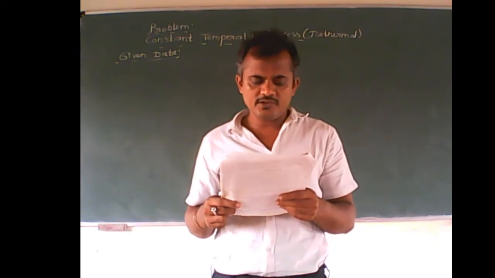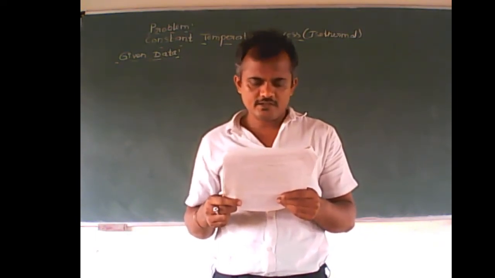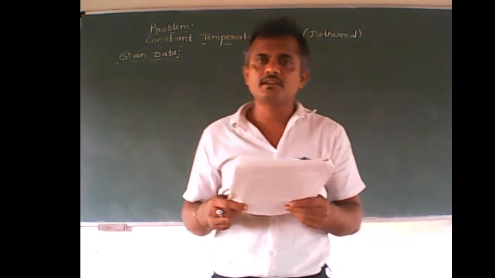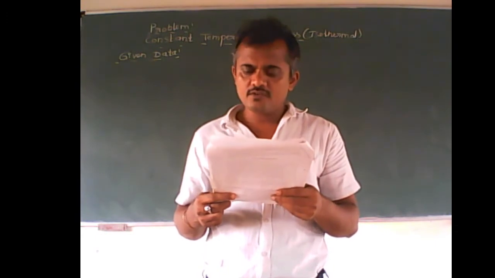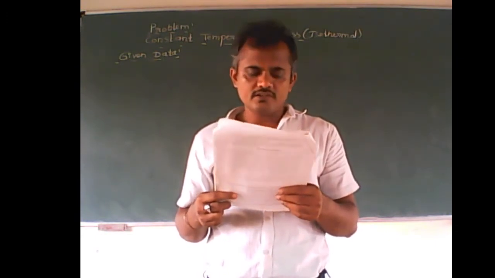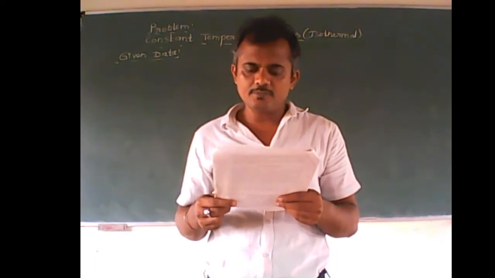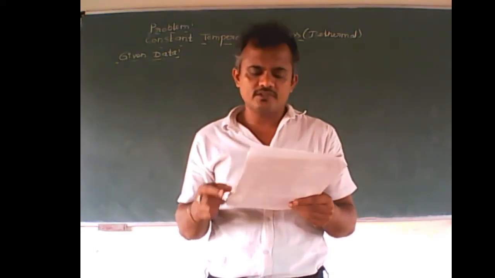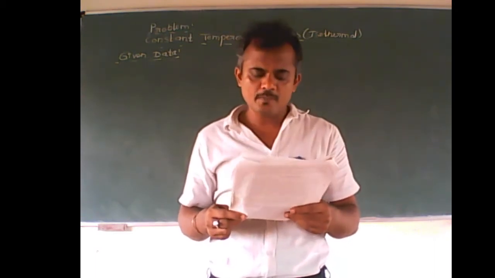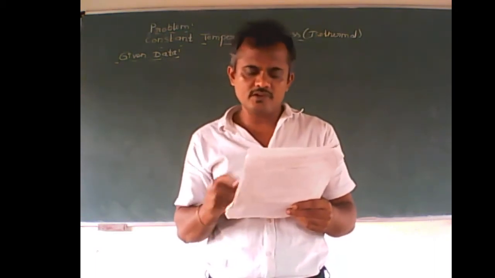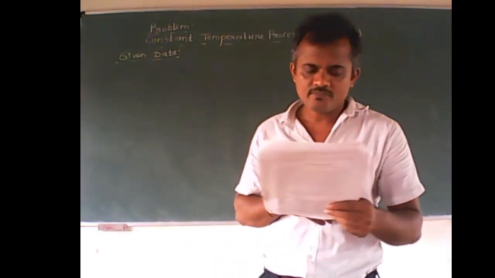So, 0.1 meter cube of air at a pressure of 1.5 bars is expanded isothermally to 0.5 meter cube. Calculate the final pressure of the gas and heat supplied during the process. We can understand that this problem belongs to the constant temperature process. Why? Because it is expanded isothermally. So first let me write the given data.